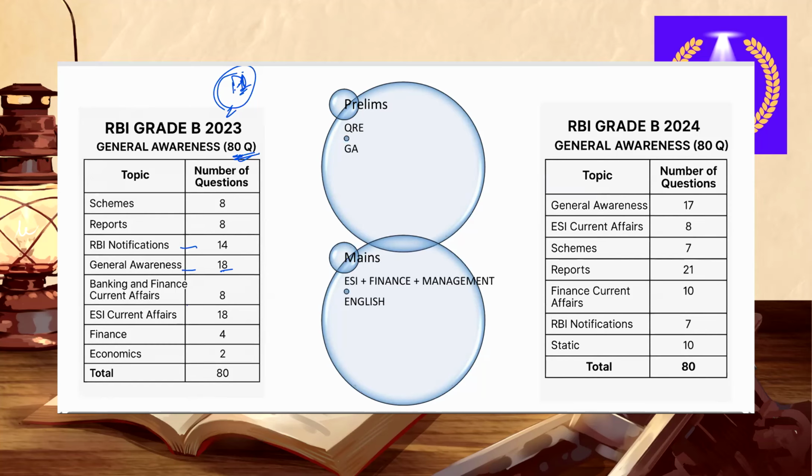Then we have banking and finance related current affairs, 8 questions. Then ESI current affairs, 18 questions. See, ESI current affairs, क्या है यार? Economic and social issues. Economic and social issues means it will talk about poverty, it will talk about employment. Those are the social issues, those are the economic. It will talk about the GDP, the GNP, the purchasing power parity, these are the issues.